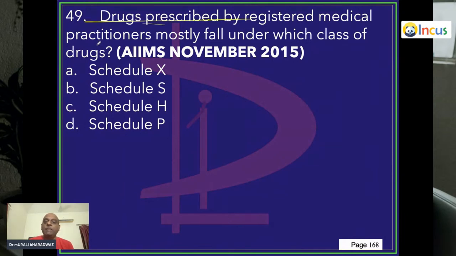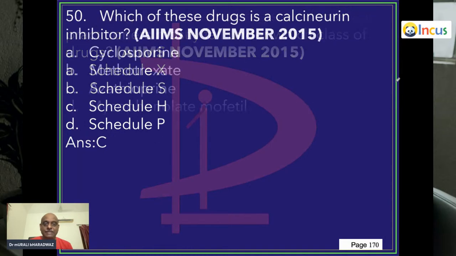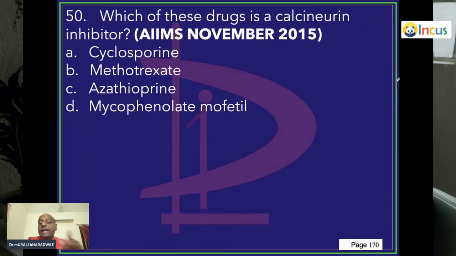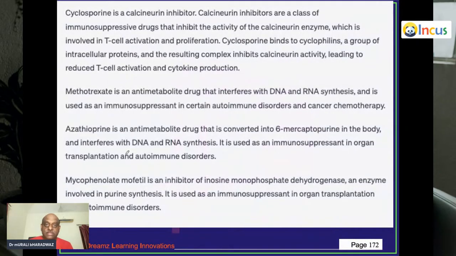What drugs prescribed by registered medical practitioners mostly fall under? They all fall under Schedule H. Which drug is a calcineurin inhibitor, doctor? Cyclosporin is the calcineurin inhibitor.